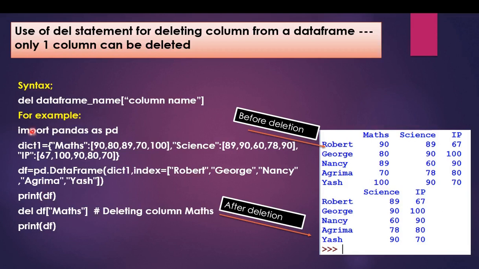Now consider this data frame and the statement del df maths. That means we are deleting the column maths along with all its corresponding values. You can see the output here. Before deletion, three columns are displayed here: maths, science and IP. But after deleting column maths, the output shows that there is no column maths and only columns science and IP for all the students.